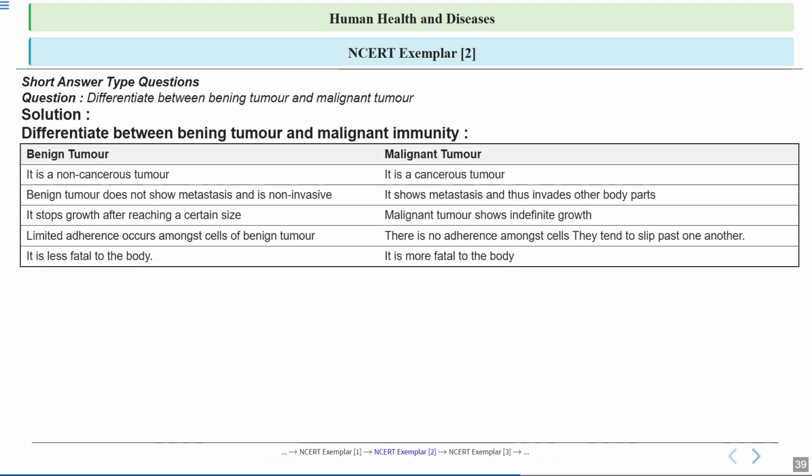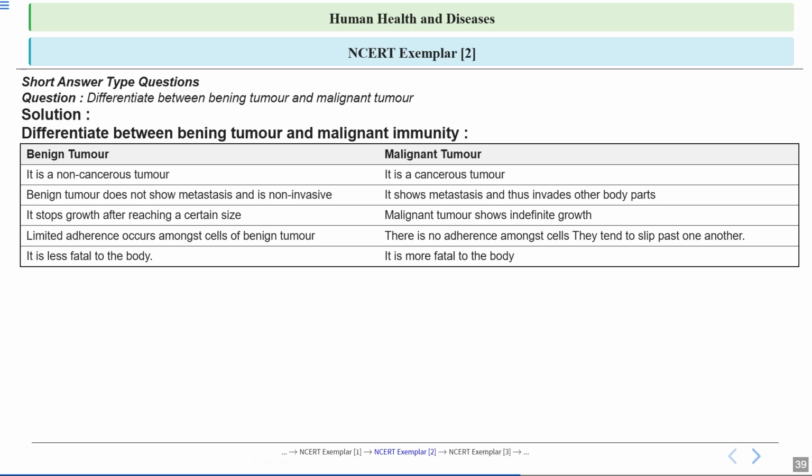Okay, so a benign tumor is a non-cancerous tumor. It is not spreading to other regions of the body, whereas a malignant tumor is a cancerous tumor. Now, a benign tumor does not show metastasis and is non-invasive, whereas a malignant tumor shows metastasis and thus invades other body parts. A benign tumor stops growth after reaching a certain size, whereas malignant tumors show indefinite growth.